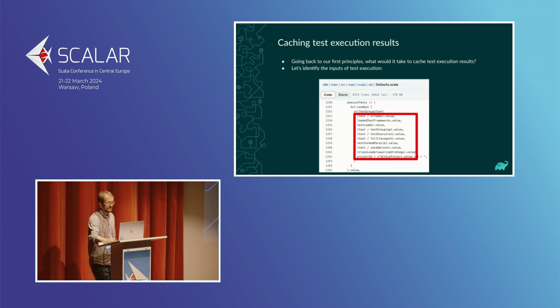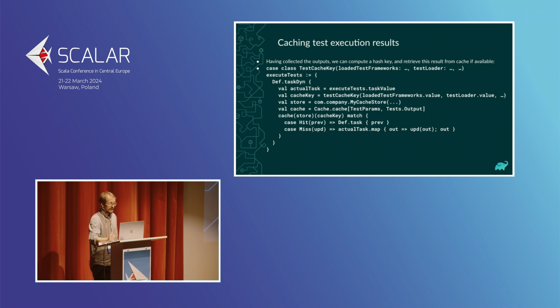Another example is the caching of test execution results. So if we were to implement that, we would go back to the first principles that we had. And so let's try to see what it would take to cache the test execution results. So we can go in SBT. Defaults.scala is basically the file in SBT that has all the default task implementations. We can look at it and find how our tests are executed. So it's easy to identify the list of dependencies of this task that you can see here. But that would be the inputs of test execution. So if we have the inputs, we can compute a cache key out of those.